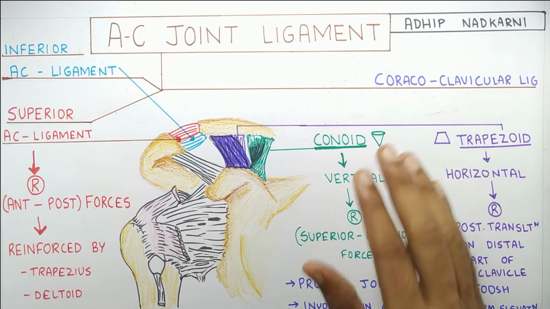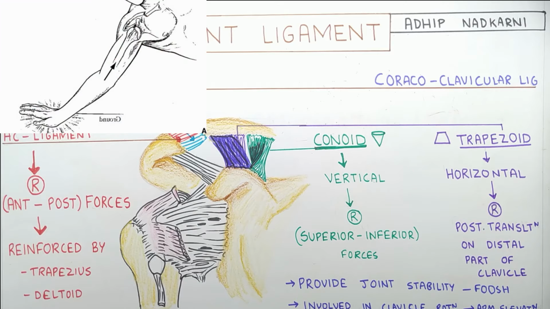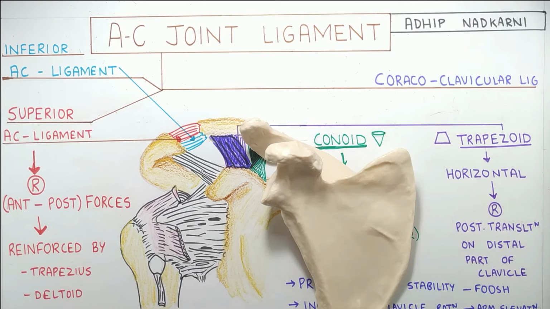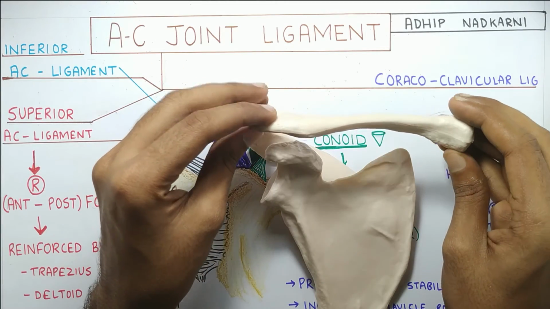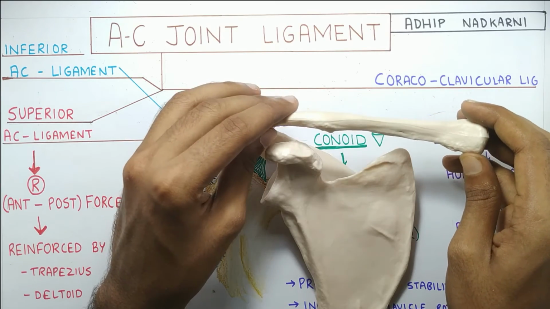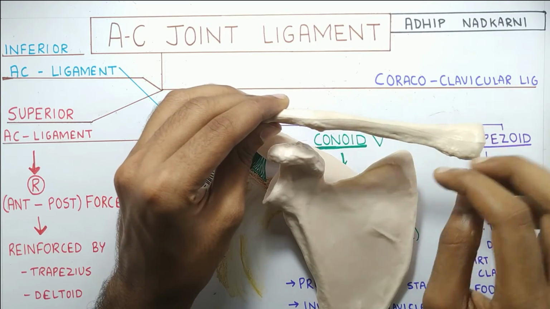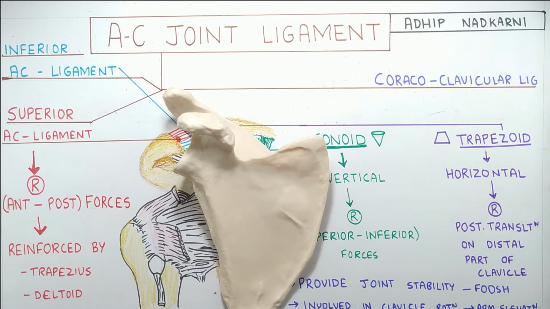Both the coraco-clavicular ligaments provide joint stability during a push, that is a fall on the outstretched hand, and they are also involved in clavicular rotation, that is arm elevation. So when your scapula is like this and you are elevating your arm, I said that the clavicle over here backwardly rotates, right? In our SC joint motion video, we saw that the clavicle rotates backwardly. The inferior part of the clavicle comes anteriorly. So it has a role to play in the clavicular rotation too.